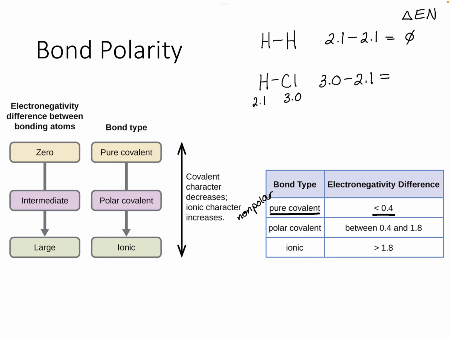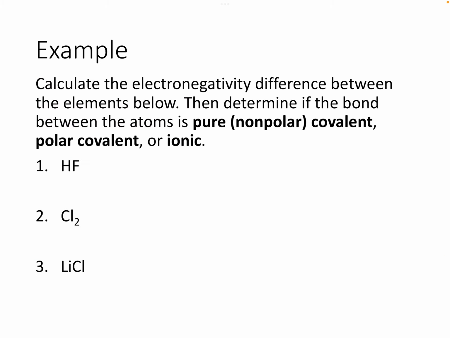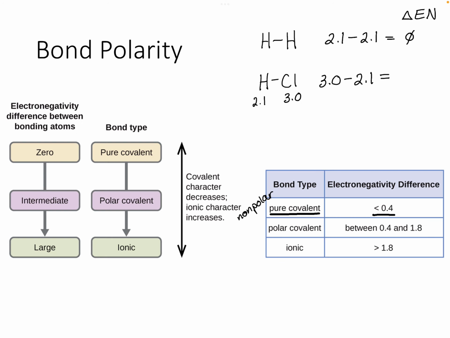So we'll subtract 2.1 from 3. And that gives us an electronegativity difference of 0.9. Okay, so let's look down at our table below. So 0.9 is between 0.4 and 1.8. So that means that this bond between hydrogen and chlorine is polar covalent. So that is a polar bond.